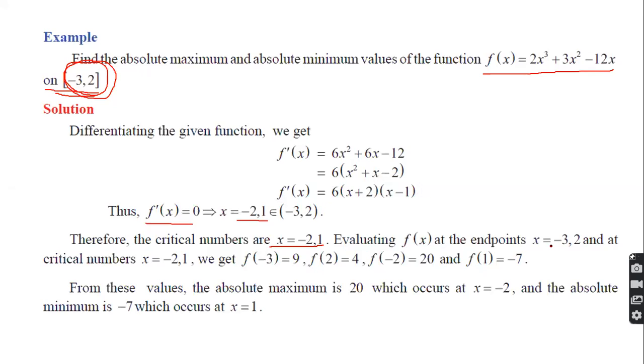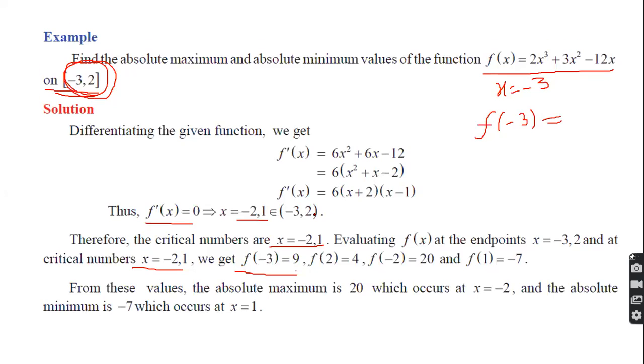Evaluate f of x at the endpoints x equal to minus 3 comma 2 and at the critical numbers x equal to minus 2 comma 1. So what is f of minus 3 here? What is meant by f of minus 3? Here f of x is there, and you substitute x equal to minus 3 in the equation; that value is called f of minus 3.